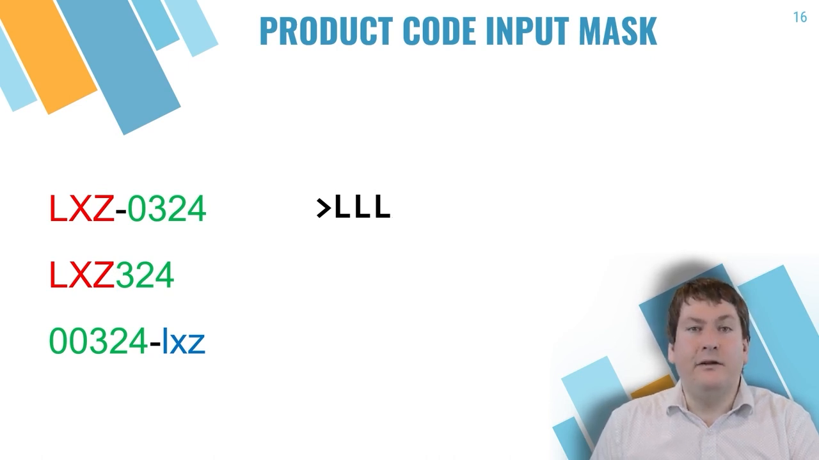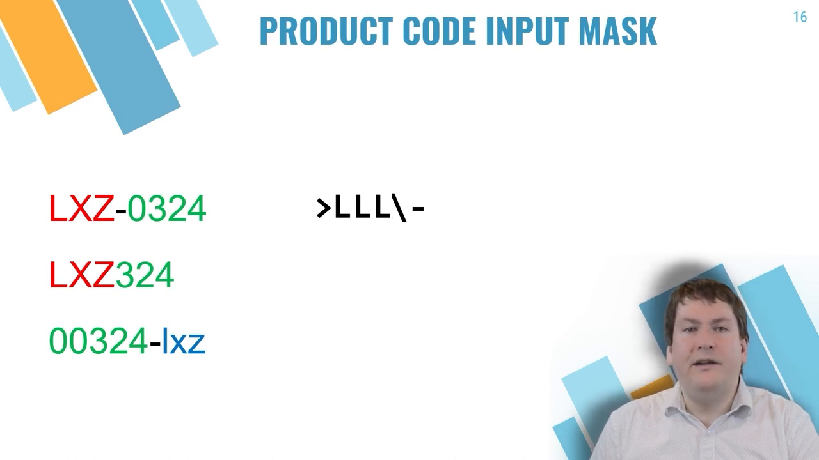Next, we need to handle the literal dash character. This is always a dash in these codes. To denote a literal character, we can either surround it by quotes in the input mask like this, or we can escape it with a backslash like so. Both are equivalent, but the quotes are easier to use when you have multiple literal characters to match that are all in a row. Lastly, we need to deal with the numbers.